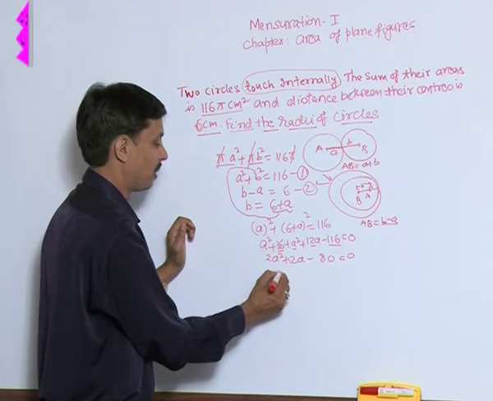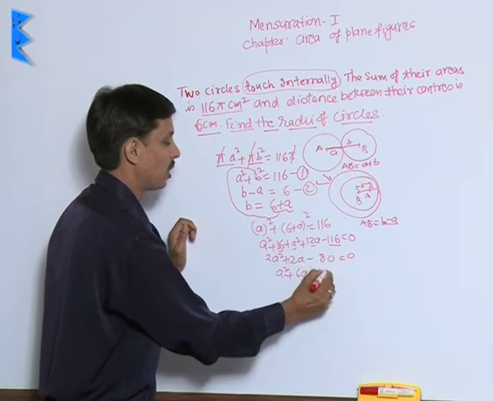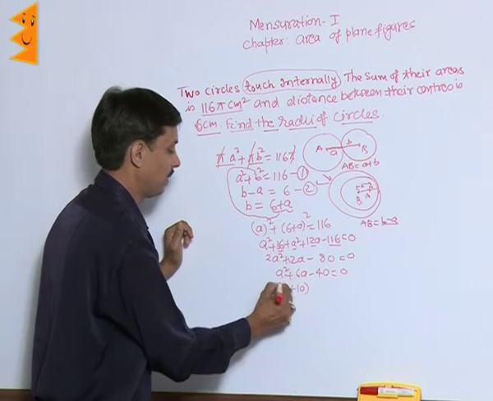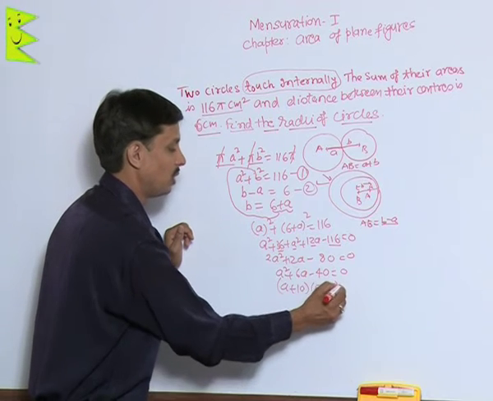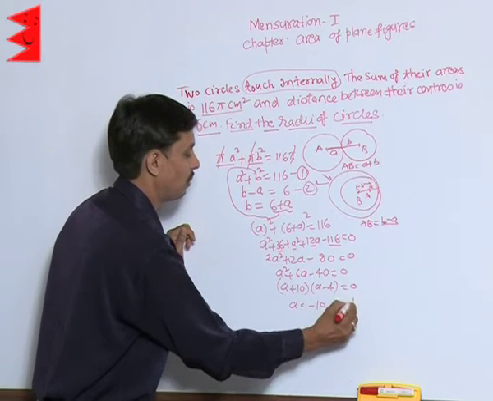2 we can take common, so this becomes A square plus 6A minus 40 is equal to 0. We are taking factors A plus 10 and A minus 4, since 10 times 4 is 40, equal to 0. So the answer of A may be minus 10 or A may be plus 4.